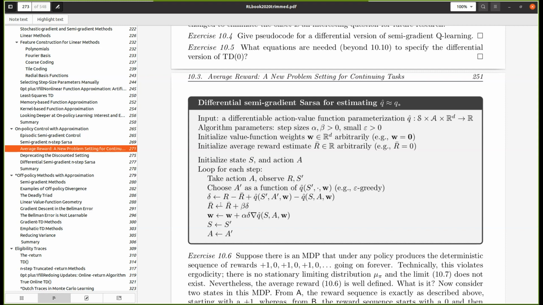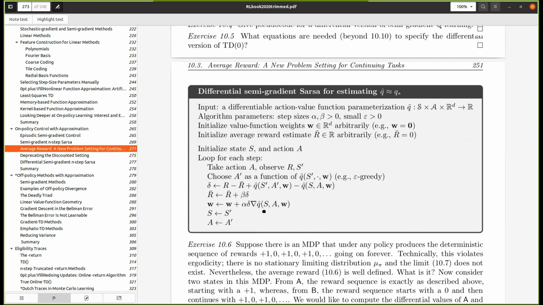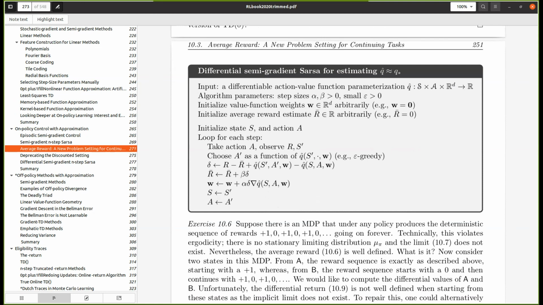Then we update our estimate of the average reward R bar using learning rate beta. So we just add this TD error to the R bar, and then we update our weights using the same TD error multiplied by the learning rate alpha and the gradient of our action value function. And yeah, so that process continues in a loop.